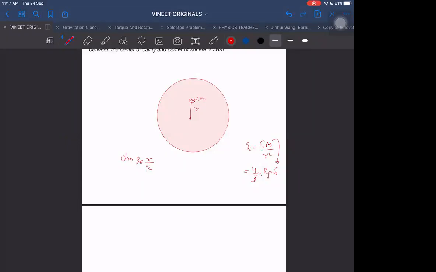Wait a second. Here it is divided by small r square, and small r is not here. So this into, I think it will become r by R.